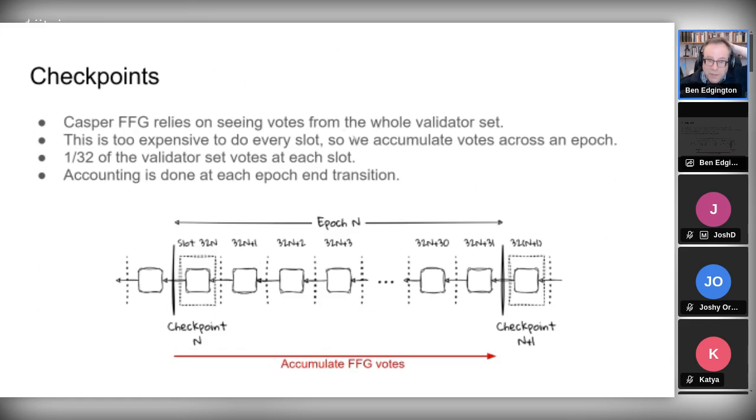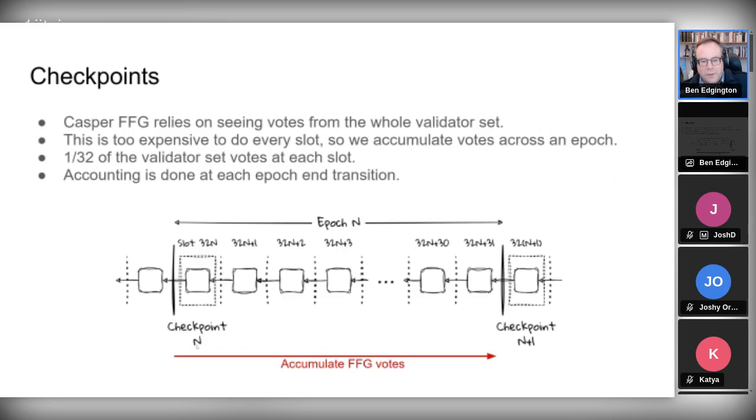Casper FFG works on checkpoints. So it relies on being able to see votes from the whole validator set. And that's too expensive. You can't have every validator attesting at every slot. That would be, currently, 1 million attestations every slot going around the network. It would just overwhelm things. We only have 1/32 going around the network every slot for that reason.